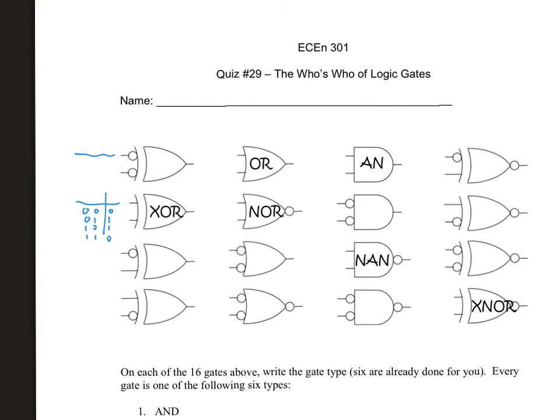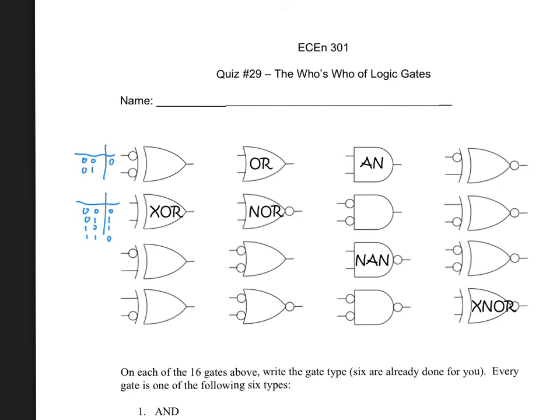So on this particular gate, the two inputs are inverted at the beginning. When there's a 0 0, we invert those, so that'll be a 1 1, so that still gives me a 0.